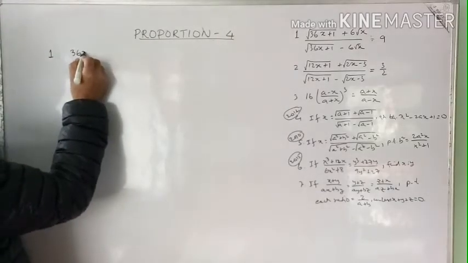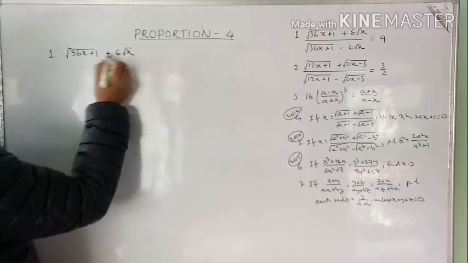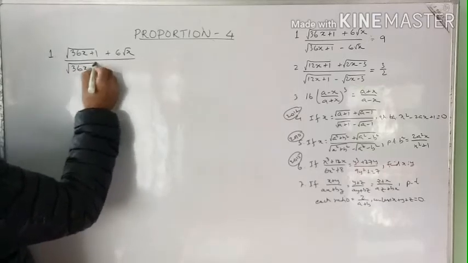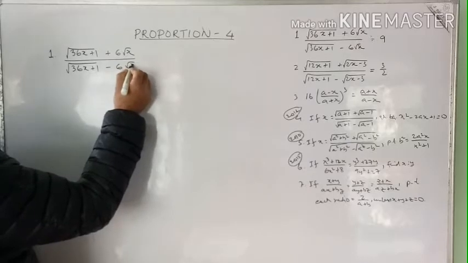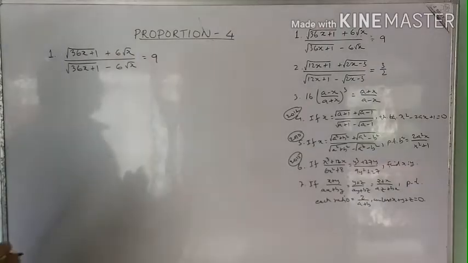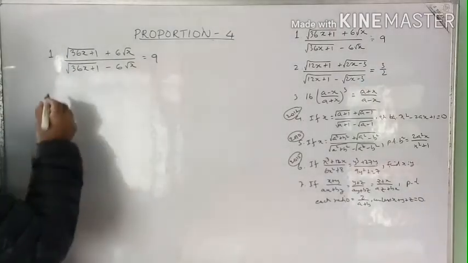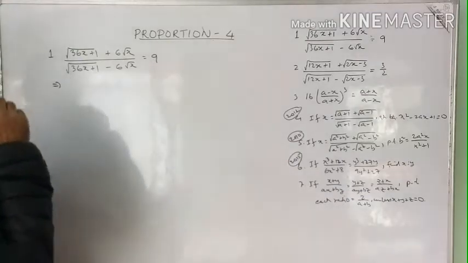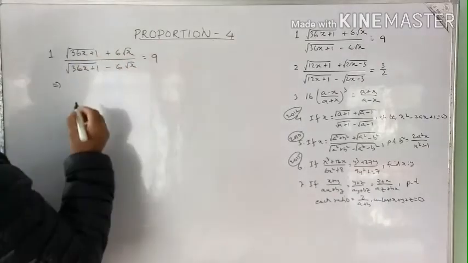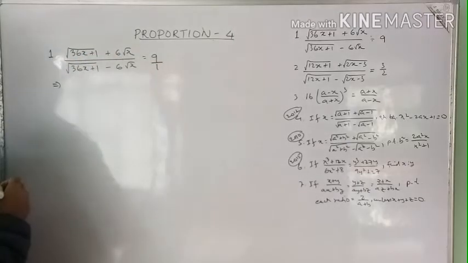Given (√(36x+1) + 6√x) / (√(36x+1) − 6√x) = 9. Now the question is, you have to solve for x, or find the value of x, using componendo and dividendo. So here we use componendo and dividendo. For this one, the right hand side you also write as a fraction, 9 by 1.